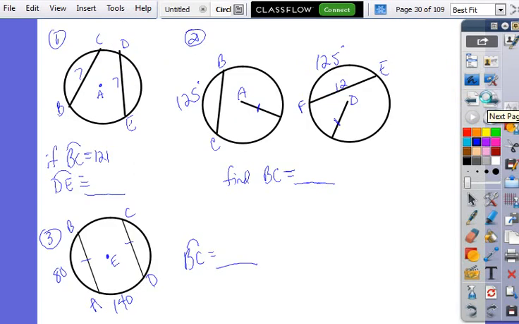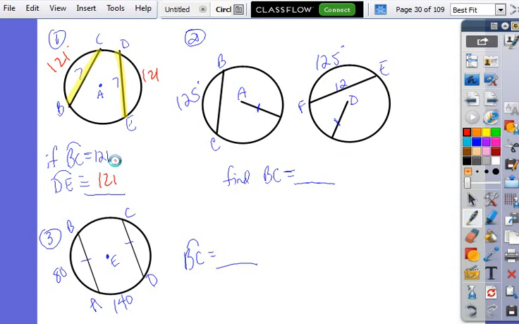Which one would number one be? The first one. It's telling me that arc BC over here is 121 on the outside. And I know if the chords are the same on the inside, then the arcs have to be the same on the outside. So it'd have to be 121. That's how simple those are.